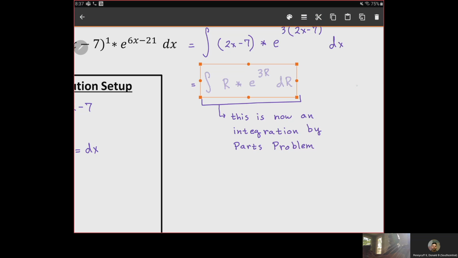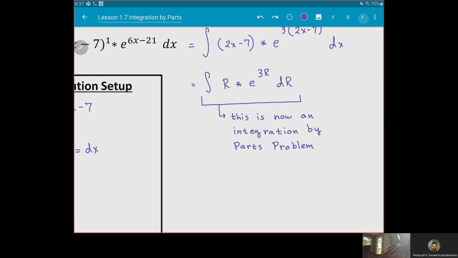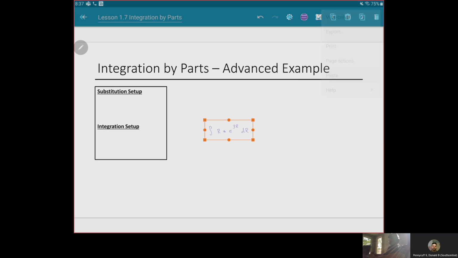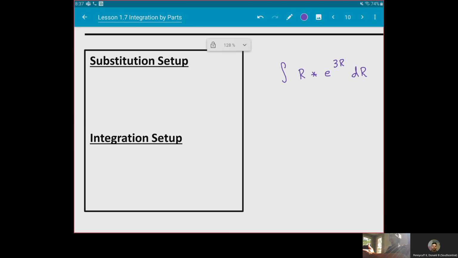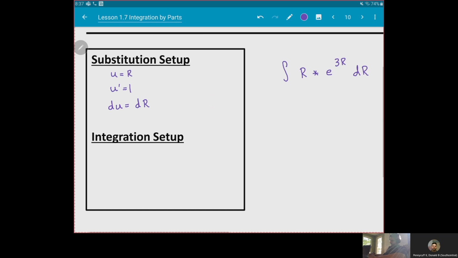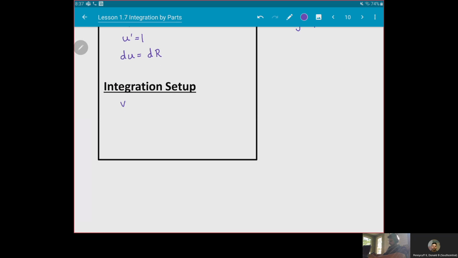Hit the wrong button. There we go. All right. So imagine R was X. I'm just going to let the letter U equal R. So U prime equals 1 and du is equal to dr. And then V is equal to the integral of e to the 3r dr.